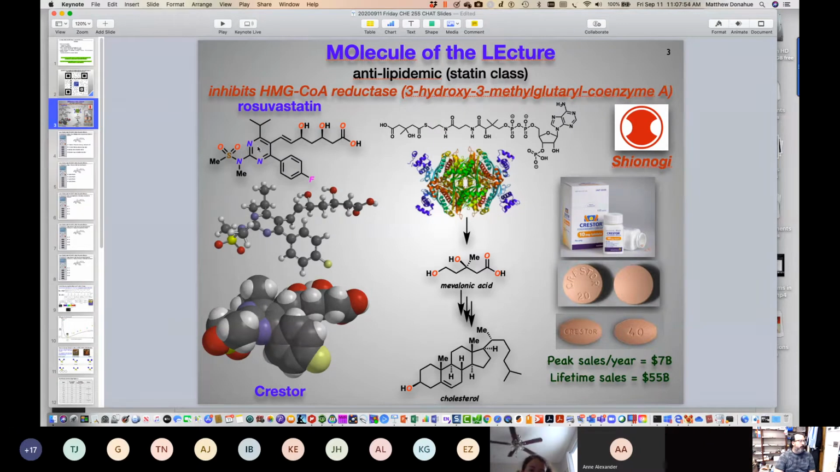And so what Crestor does, this is the structure of Crestor, rosuvastatin, it inhibits this enzyme that forms mevalonic acid. So you lower the level of that, and it cannot go on to produce cholesterol. This is the company that produces the molecule. So here's what it looks like. Sometimes the name is actually stamped on the pill, and this appears to be the dose, the number here. So I would say 20 milligrams or 40 milligrams.